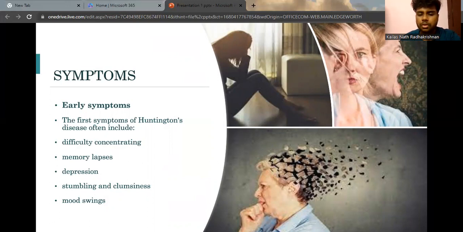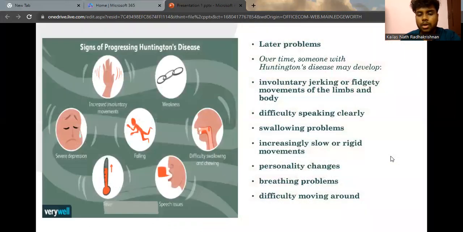So the early symptoms include difficulty in concentrating, memory lapses, depression, including low mood, lack of interest in things, feelings of hopelessness, stumbling, and clumsiness. Mood swings, such as irritability or aggressive behavior. Over time, someone with Huntington disease may develop involuntary jerking or fidgety movements of the limbs and the body, difficulty speaking clearly, and eventually they may find all communication very difficult.